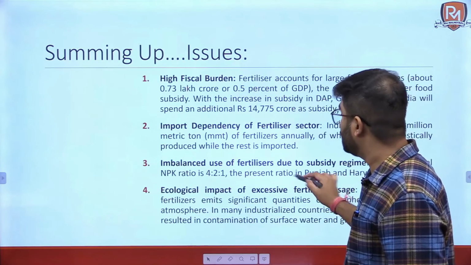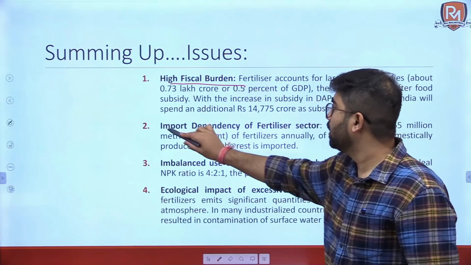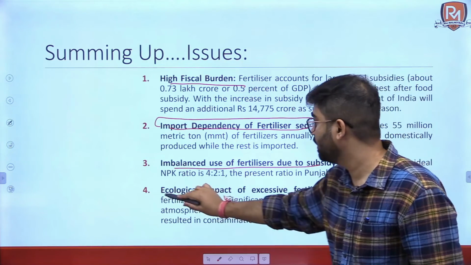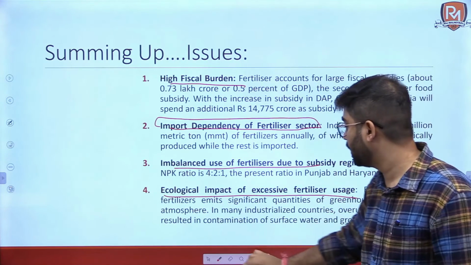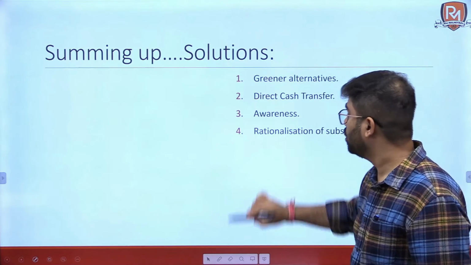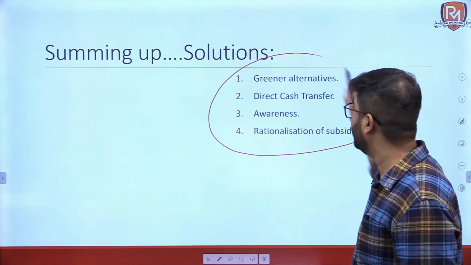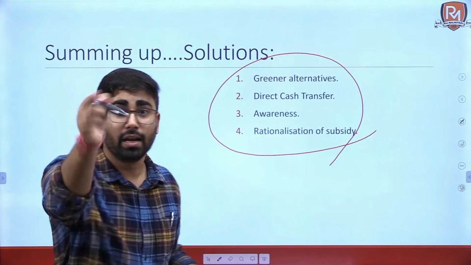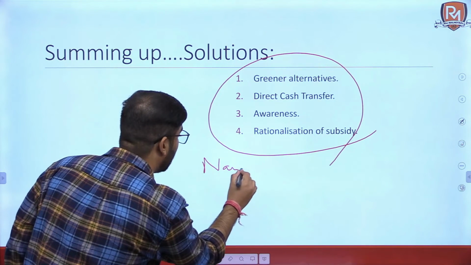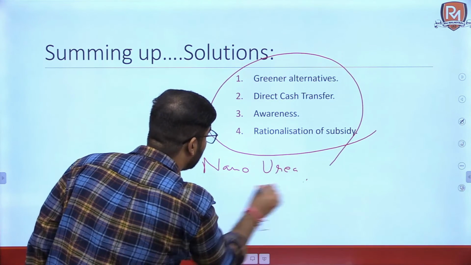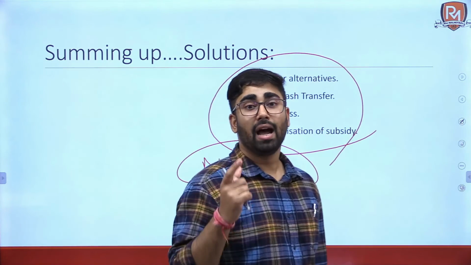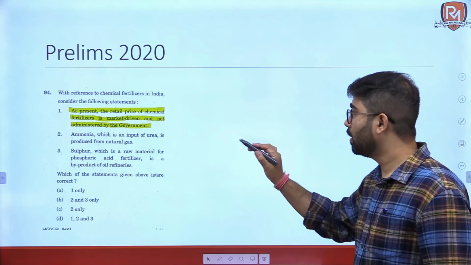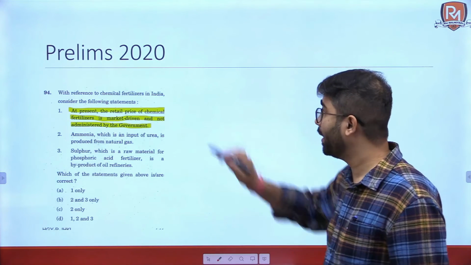Now the issues that can be summed up are high fiscal burden, import dependency of the fertilizer sector, imbalanced use of fertilizers due to the subsidy regime, and ecological impact of excessive fertilizer use. And solutions are greener alternatives, direct cash transfers, awareness and rationalization of subsidy. Now there is something called Non-Urea. I highly encourage you to follow the link in the description below and look at how Non-Urea works in a separate video. Now this is one of the prelims 2020 questions.